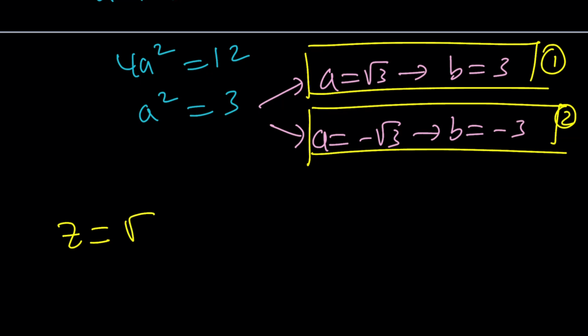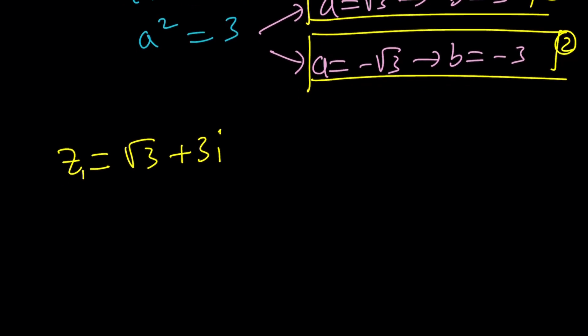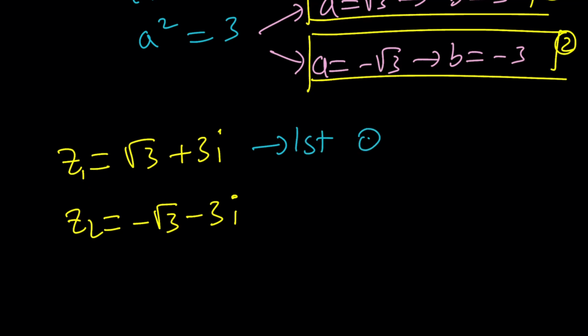Root 3 plus 3i. And let's call this z sub 1, which is kind of like the first solution or the first candidate, because we're not sure yet. And z sub 2 is going to be negative root 3 minus 3i. Notice that for both of these numbers, tangent theta is the same. But the difference is this number is in the first quadrant, and this one is in the third quadrant. And in both quadrants, tangent is positive.